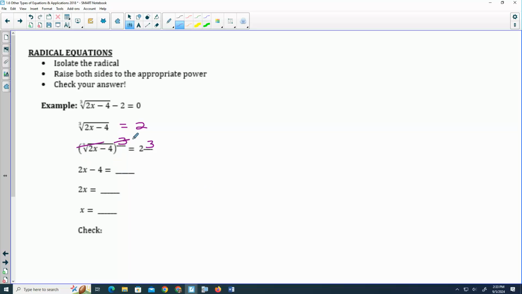Cube root and a cube cancel, so I get 2x minus 4. 2 to the third power is 8. Add over my 4, I get 12, so x is 6. But we always check here. You can work it out by hand, you can plug it in the calculator. If I put in 6, I get 12 minus 4, which is 8. Cube root of 8 is 2, minus 2 is 0. So it does work.